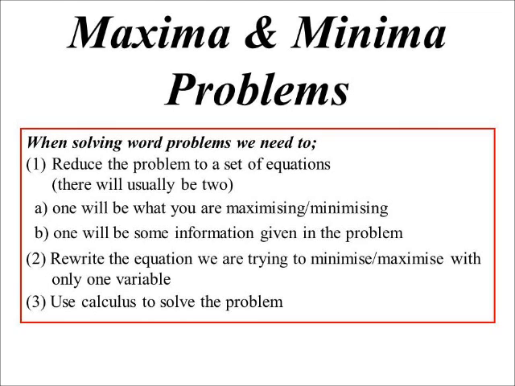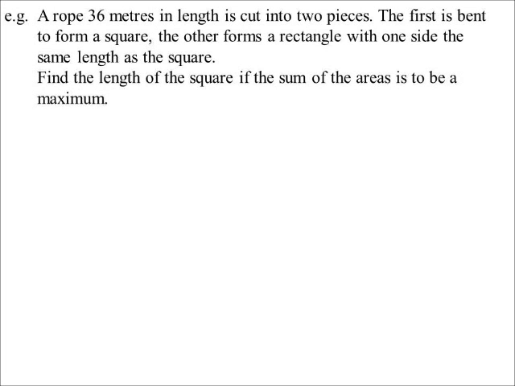All right. So we've got a rope, 36 metres long. So there's our piece of given information. We're going to cut it into two pieces, as you do. The first one we're going to bend to form a square. And the other one's going to be a rectangle, but one side of the rectangle is going to be the same length as the square. We need to find the length of the square so we maximise the two areas.